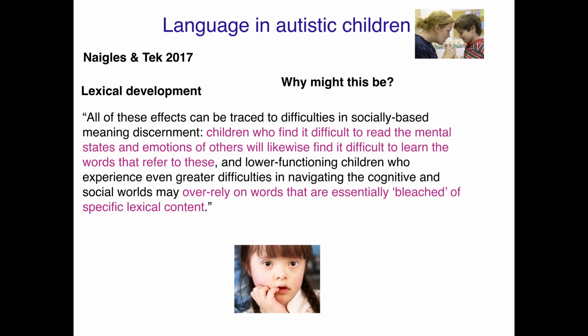Nichols and Tech in 2017, in their summary article, suggest that all of these differences can be traced to difficulties in socially based meaning discernment. That is, figuring out what things mean using social cues. Again, autistic children, certainly high verbal ones, can use some kinds of social cues, but they're not as good at it. In general, children who find it difficult to read the mental states and emotions of others will understandably find it difficult to learn the words that refer to these mental states and emotions.